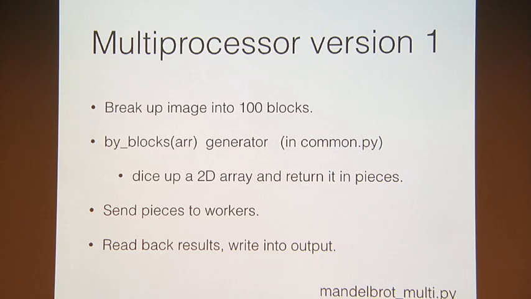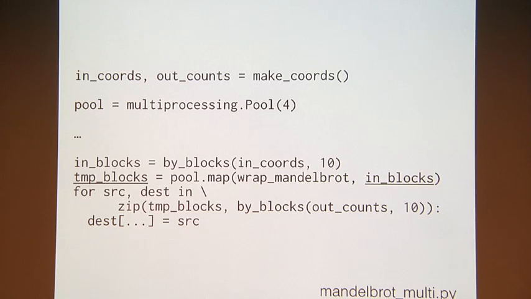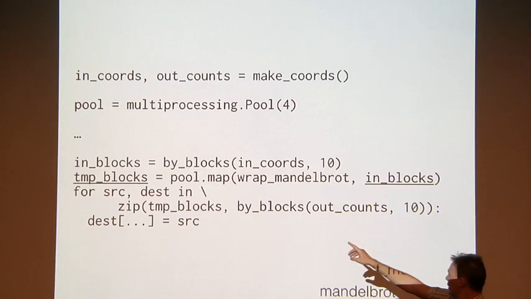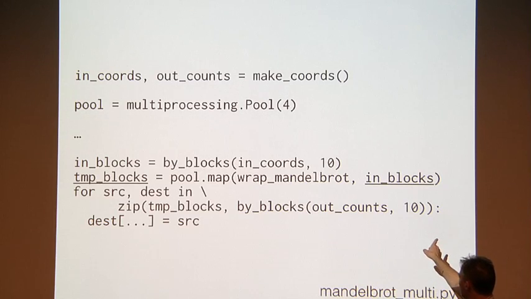Okay? So it's going to just look like this. You don't necessarily need to understand what by blocks does. It just cuts it up. So with the in blocks function, this is the one that dices it up. It's the same thing. I've got my in coordinates, I've got my out counts that I want to compute. So first thing is I dice up the coordinates into 10 by 10 blocks, right? Is it clear where I'm going with this, what I'm saying when I say dice it up? Okay.